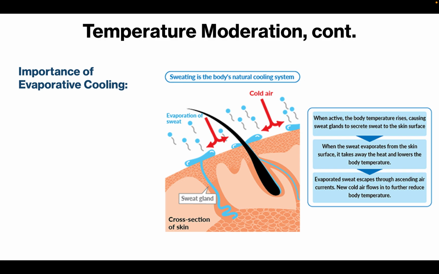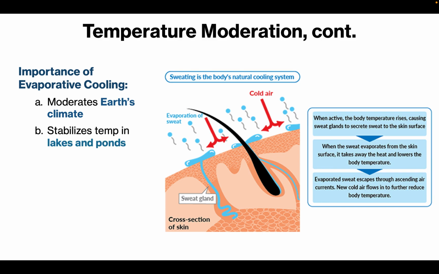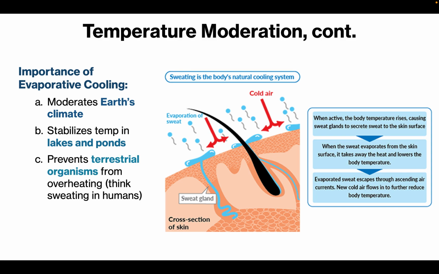Some important applications of evaporative cooling: this moderates Earth's climate, stabilizes temperature in lakes and ponds, working with and similar in idea to the high specific heat of water. It all kind of works together. And we just talked about preventing terrestrial organisms from overheating. This also works for leaves. So leaves that have water on them will prevent overheating in the plant by utilizing the evaporative cooling of that water.